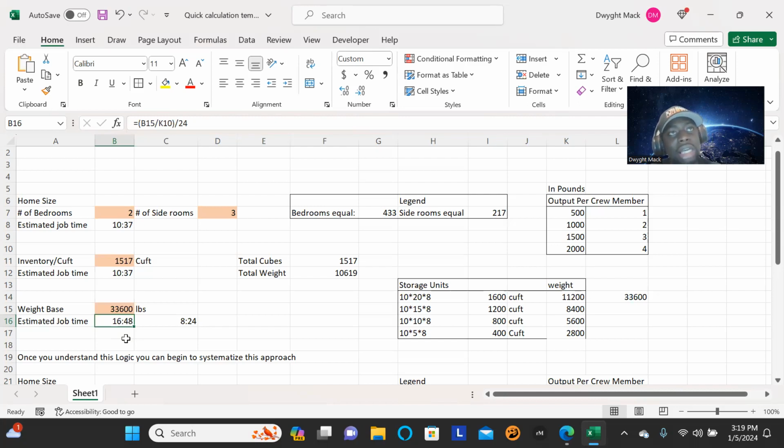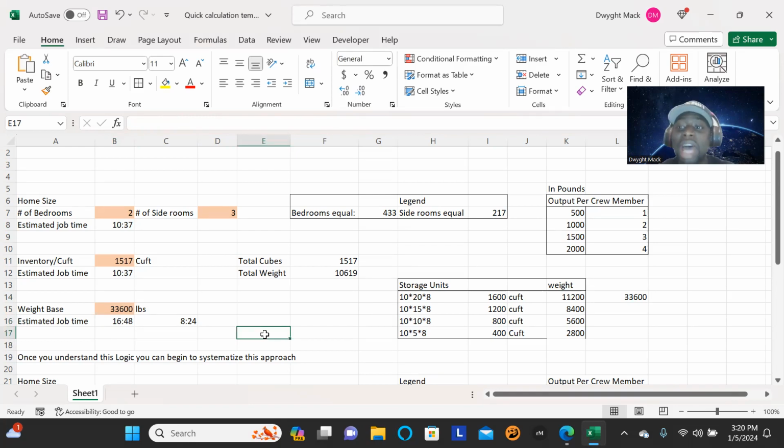8 guys, approximately, what is that? 8, 16, 24, 32, approximately 4 trucks. So 8 guys, approximately 4 trucks on this job. And that's going to get this job done in about 9 or 10 hours, if you're going to push your guys that long. And that's how simple the math comes down to with these estimates.